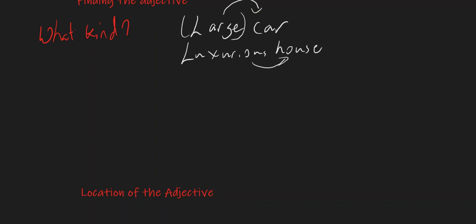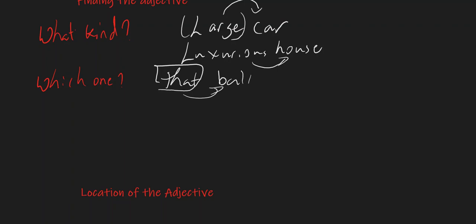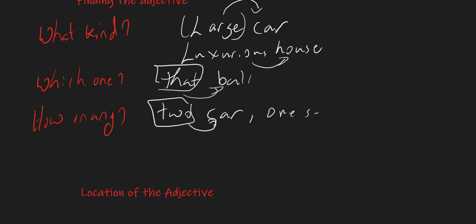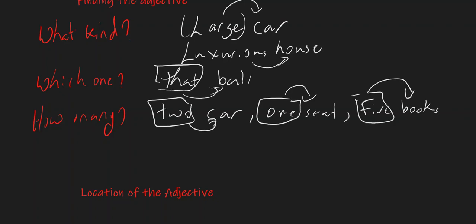Another question you might ask to find the adjective is which one. For example, you might say that ball. When you ask the question of what ball, the answer would be your adjective, which is that. A third question you might ask is how many. So when you ask, let's say, how many cars, and you say 2 cars, then 2 is your adjective. 1 seat, 1 is your adjective. 5 books, therefore 5 will be an adjective modifying books.